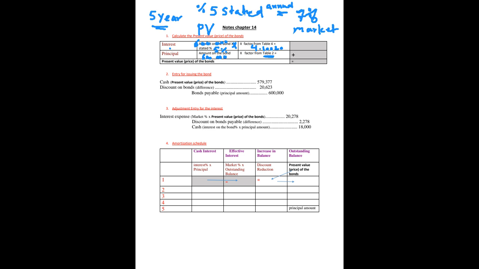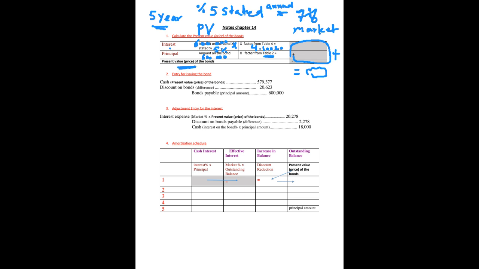Once you have both factors, you multiply the interest amount times its factor and the borrowed amount times its factor. You will have the amounts here. We add the interest amount to the principal amount, and the result will be the present value, or the price of this bond.